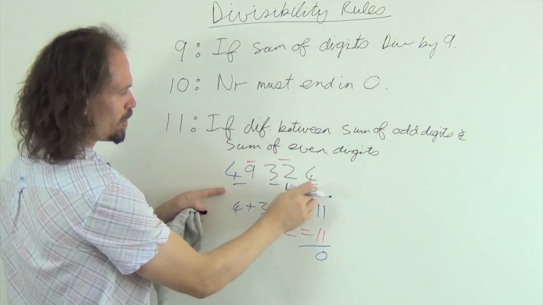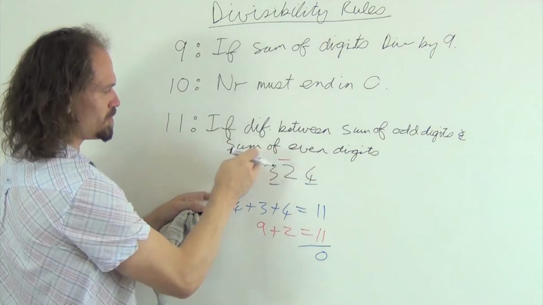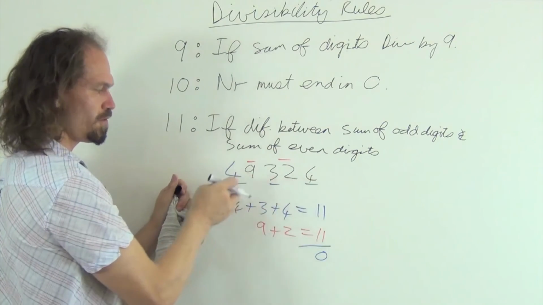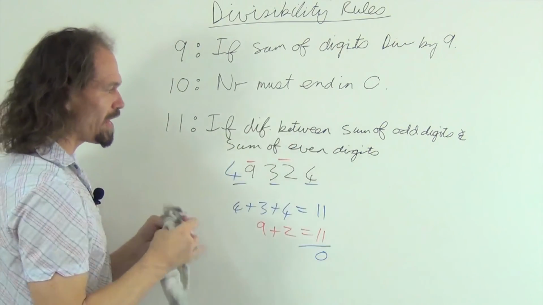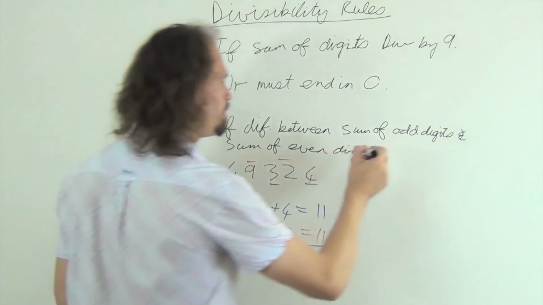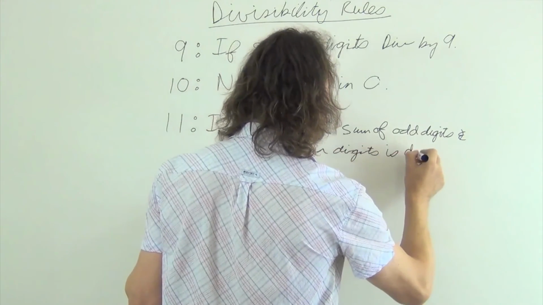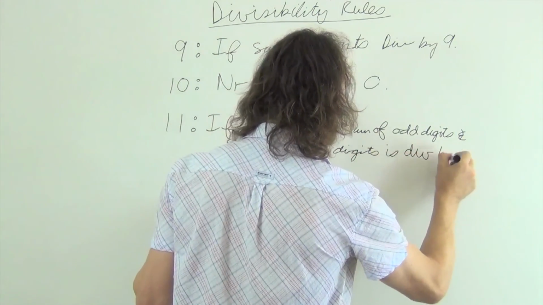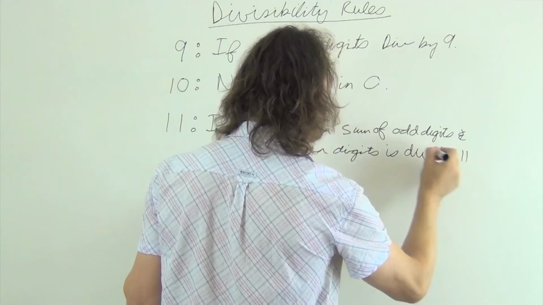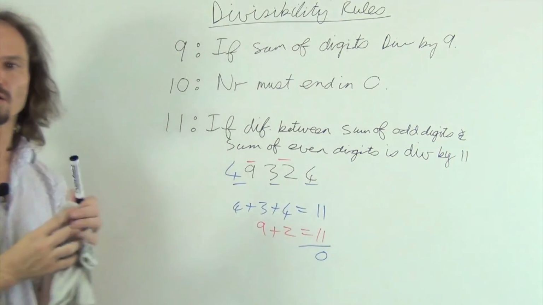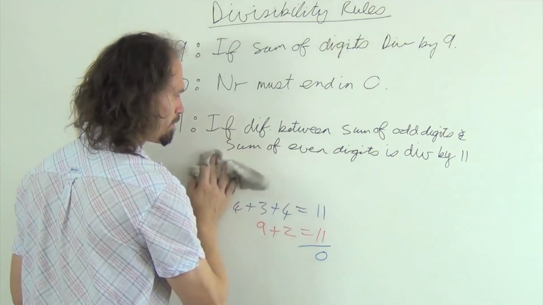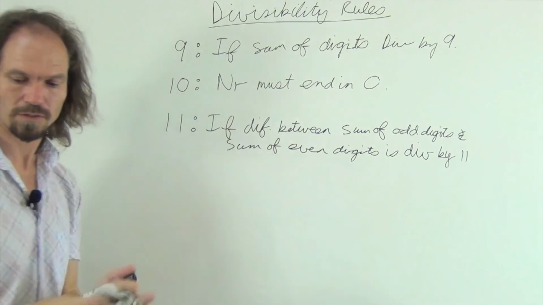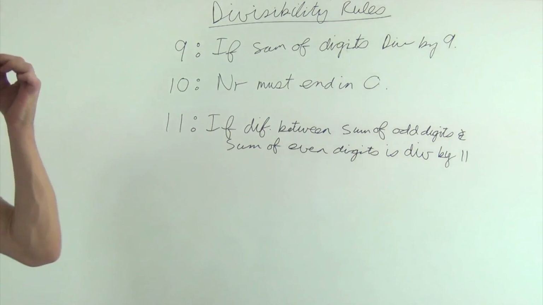See, odd digits, even digits. The first, third, fifth, second, fourth, right? If the difference between that, sum of the even digits, is divisible by 11, then we are successful. Okay, so there we go. All right, and that's all our divisibility rules.